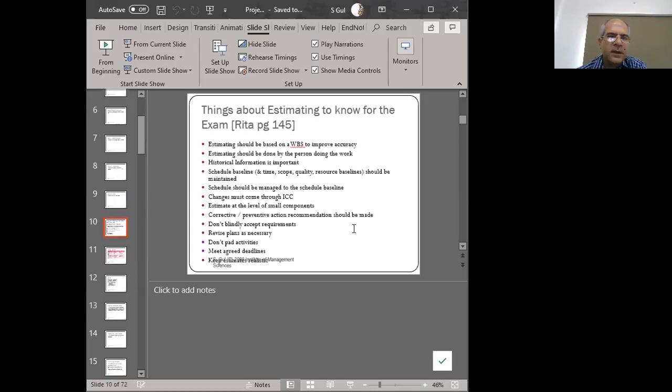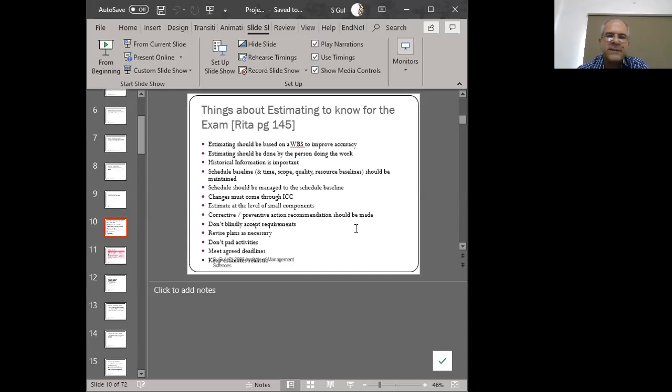exercising control. Now, things that we have to remember, and not for the purpose of the exam, so to speak, but things that are good practices, right? These are some of the things that you have to recall for that. One is that estimates should be based upon the WBS to improve the accuracy of the estimate. So if you don't have a WBS, you actually should have one. And if you have a WBS, then you need to make sure that you're making your estimates based upon your WBS, because that will aid in improving the accuracy.